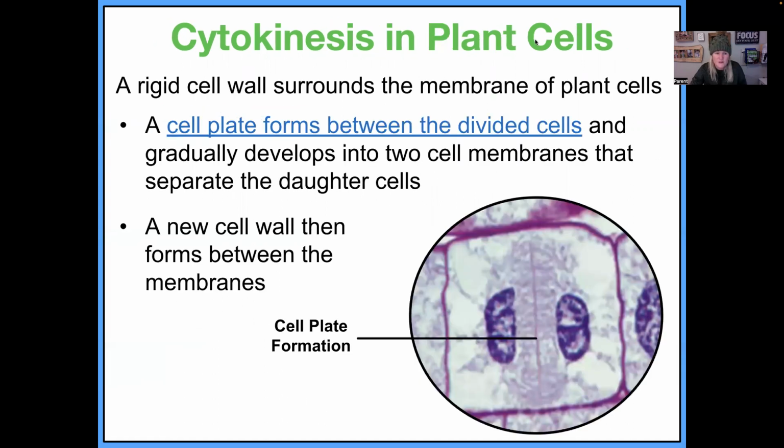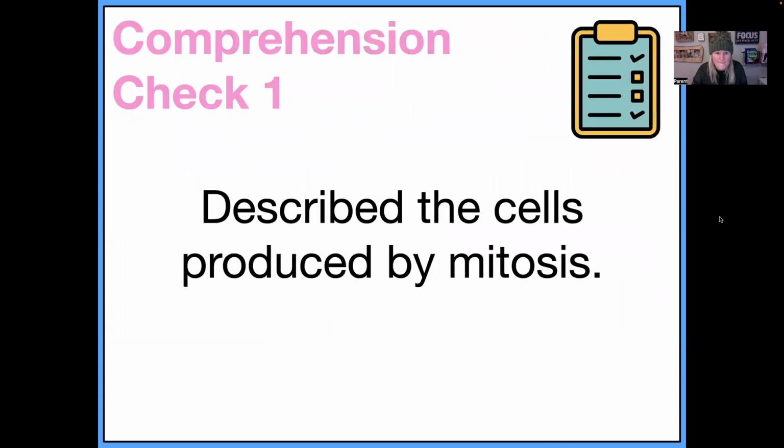Cytokinesis in plant cells. A rigid cell wall surrounds the membrane of plant cells. A cell plate forms between the divided cells and gradually develops into two cell membranes that separate the daughter cells. So you can see the cell plate here. The new cell wall then forms between those membranes.